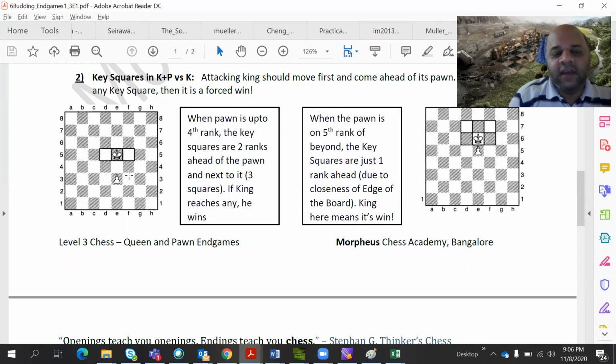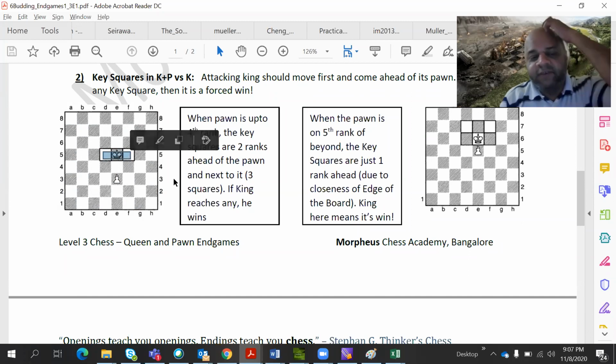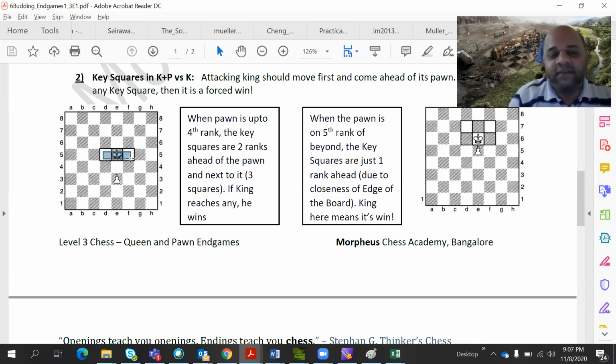If your king, the king which has the pawn, reaches any of these squares, here is how it works. The pawn is currently on the third rank, so the key squares are on the fifth rank, two rows ahead, directly in front of the pawn, and one to the left and one to the right. If the white king reaches any of these squares, it's a win for white. Black cannot hold it. If black succeeds in preventing white from reaching any of these squares, then black holds the draw.